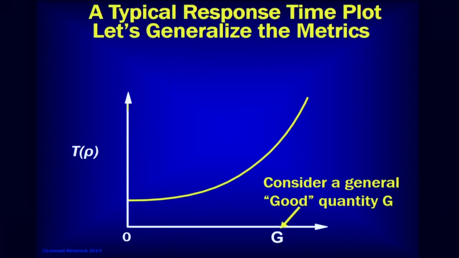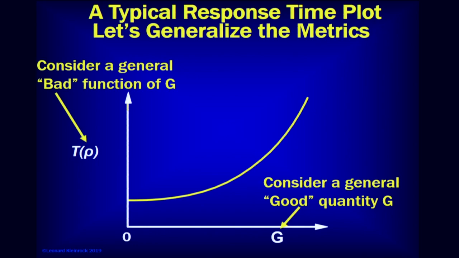Typical time plot. Response time versus rho looks like that. It gets worse as you increase the efficiency because there's randomness, and randomness causes delays. Let's generalize the metrics now. Instead of considering efficiency as a thing you want to take advantage of, let's call it any function, G. G stands for good. It's a good thing. You like more of it. And let's generalize this response time, which is a bad thing, as a general B of G, any bad function of the good function. So we're going way beyond networks. This could be profit versus investment. It could be traffic flow versus width of the road highway. Anything you like, any bad function versus good.